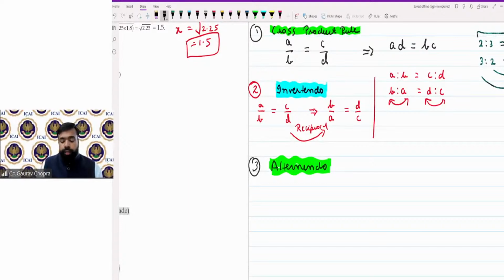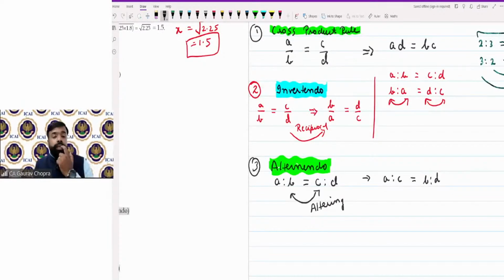So in alternando, A ratio B is equal to C ratio D. This is the given ratio. Now this time we are interchanging the position of B and C. We are altering the values B and C. B की place पे C रखना है, C की place पे B रखना है. So we are interchanging these two. So it will become A ratio C and B ratio D.